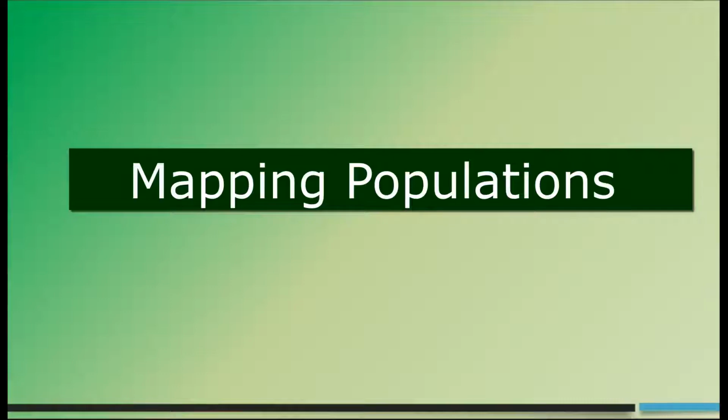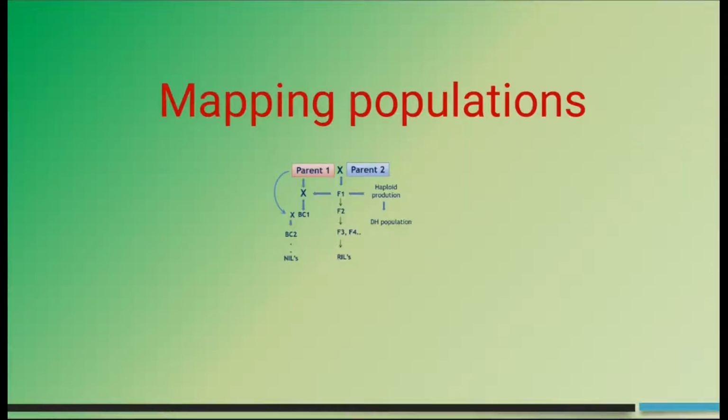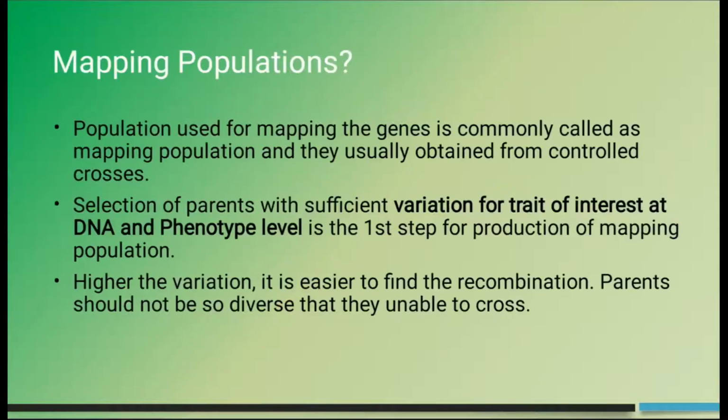Welcome to all. In this video we will see mapping populations used in crop improvement programs. The populations used for mapping the genes are called mapping populations, and they are usually obtained from controlled crosses of two divergent parents. The selection of parents with sufficient variation for the trait of interest at the phenotype level and genotype level is the first step for the production of a mapping population.